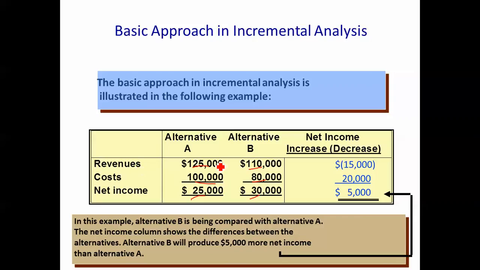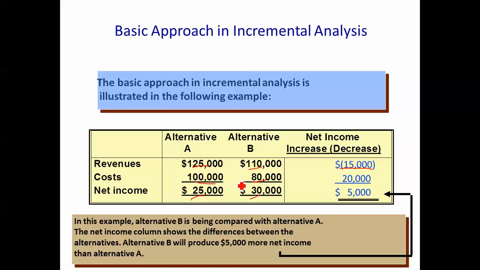So the difference in revenue. And we're going to compare B to A. The difference in revenue is that A has 15,000 more than B. So for comparing B to A, that is a negative 15,000. So we bracket it. When it comes to revenue, you can see we bracket it because B is getting less than A.